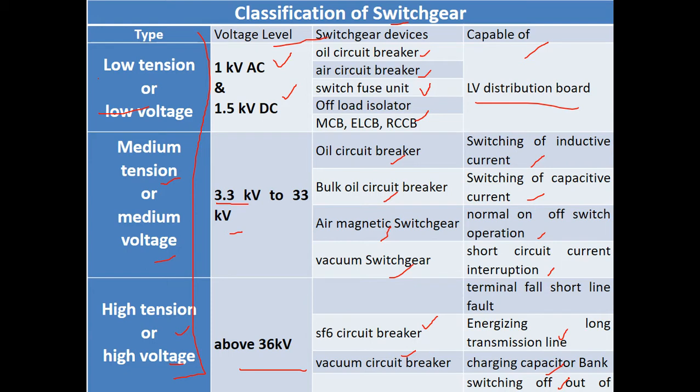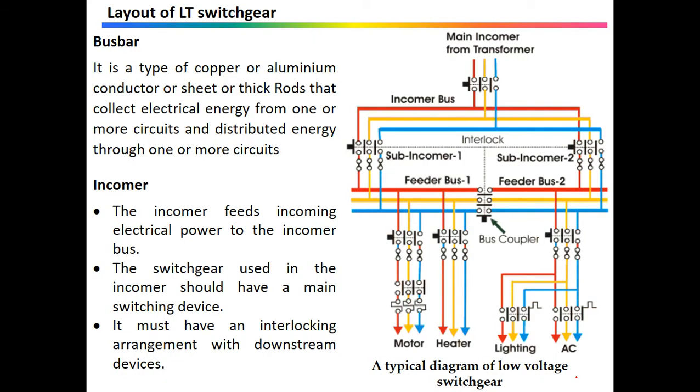Now let us take a look at the layout of a switchgear. This is the typical diagram of a low voltage switchgear, a sketch diagram of this LT switchgear. It has certain components. One is the main incomer from the transformer, that is the CT or current transformer, or maybe the voltage transformer, and some incomer buses here, and sub incomer 1, 2, feeder bus 1, 2, and then they go to the motor, heater, lighting, AC, etc., to the different parts of the circuitry.